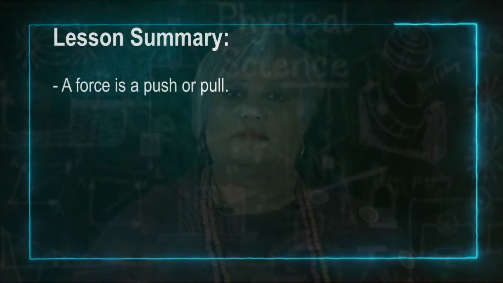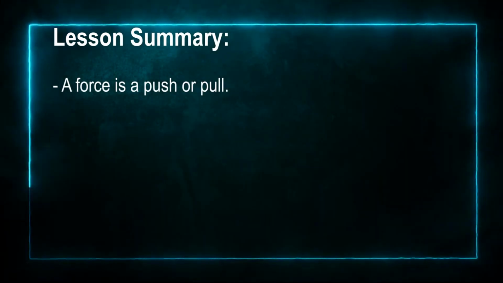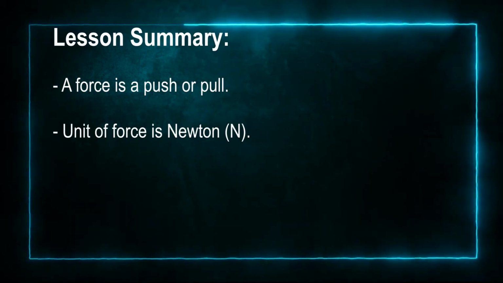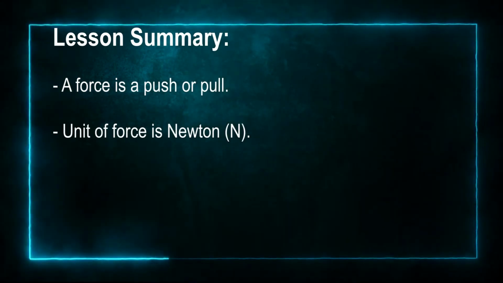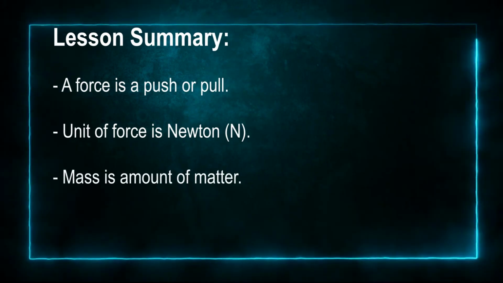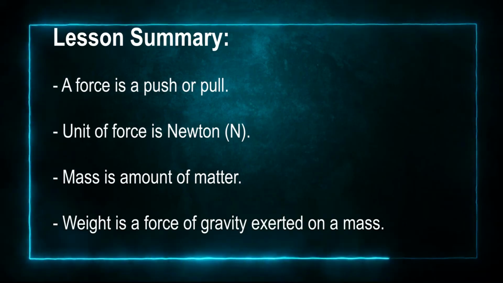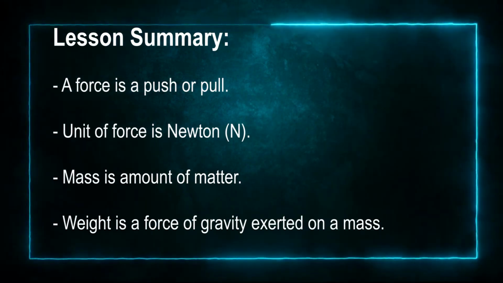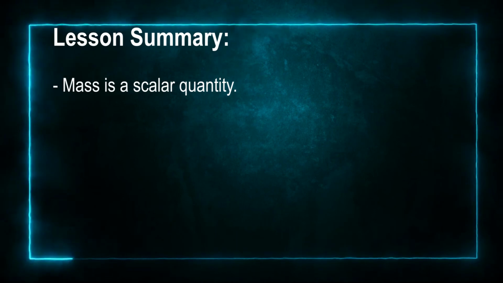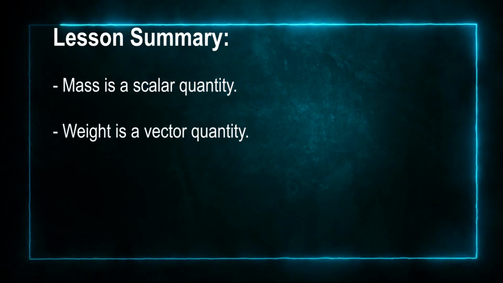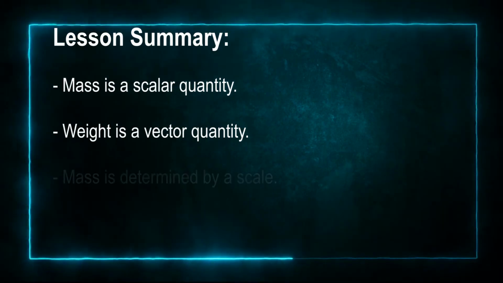We have come to the end of lesson 2. Let's have a look at the lesson summary. We can describe a force as a push or a pull. The unit of force is Newton and it's abbreviated as capital letter N. Mass is the amount of matter an object has, while weight is the force exerted on a mass called gravity. Mass is a scalar quantity, meaning it has no direction. Weight is a vector quantity having direction.